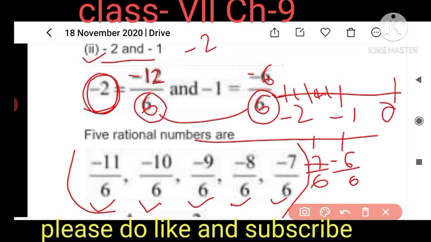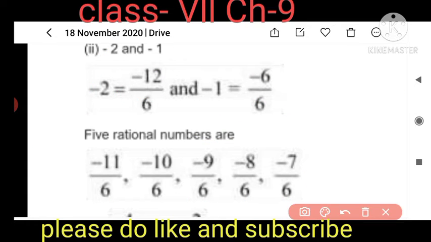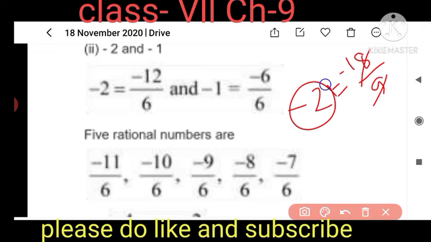You can take different numbers also. Suppose you write -18 divided by 9, then also you will get -2. So -2 can be converted into so many equivalent rational numbers, but we are taking 12 and 6, which is very easy for us to write the 5 rational numbers, so we are taking this one. Now come to the next question.